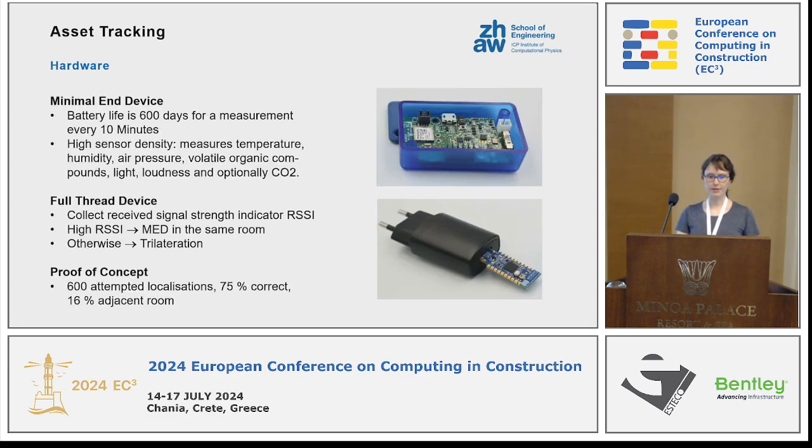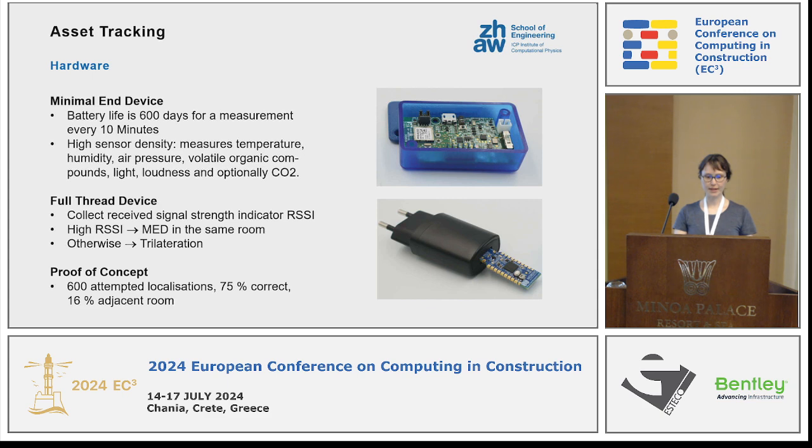So here in the first picture you can see such a minimal end device, and it is quite small and it uses very little power. So the battery life is 600 days if you take a measurement every 10 minutes. And the sensor density is very high. You can measure temperature, humidity, air pressure, volatile organic compounds, light, loudness, and you can also add a CO2 measurement sensor. And these data can then be used in a simulation.